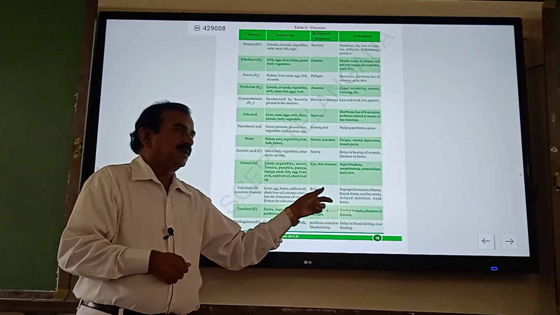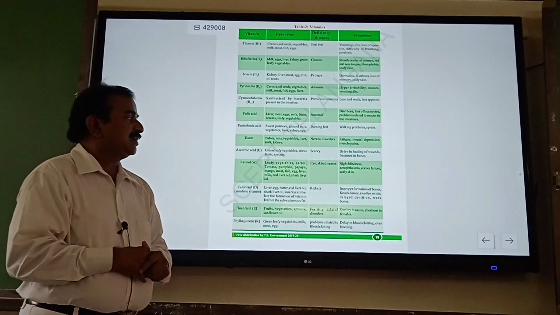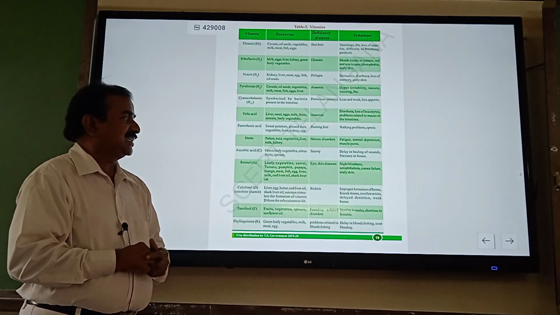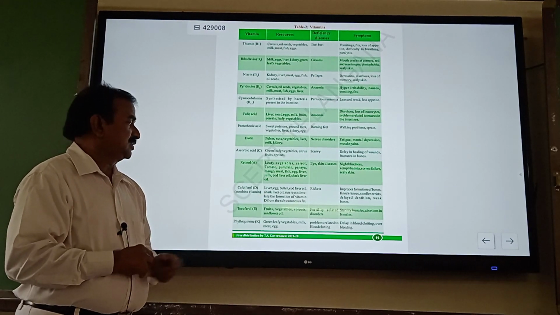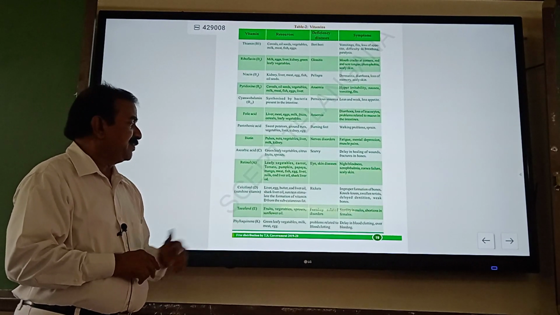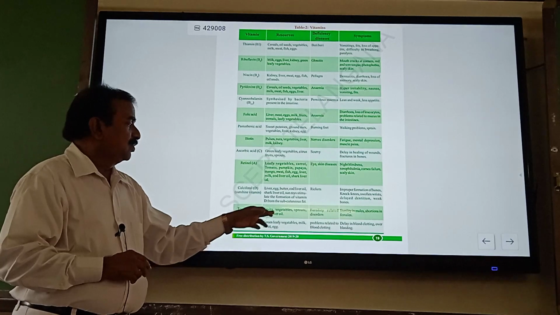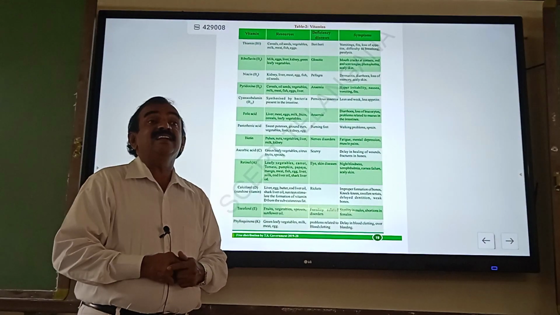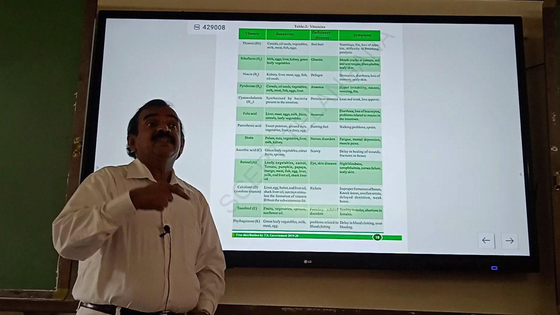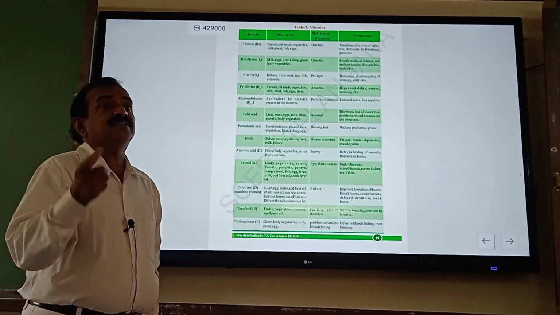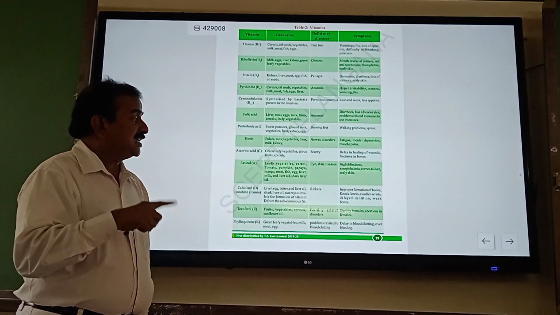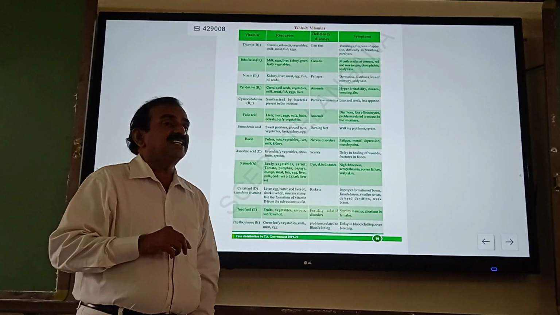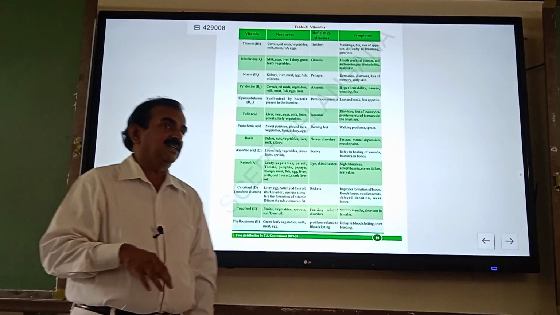And the disease is rickets, with improper formation of bones, weak bones. Next, tocopherol. This is a very important vitamin. Fruits, vegetables and sprouts are the resources. And the deficiency causes fertility related disorders. In the case of female, abortion. In the case of male, sterility.